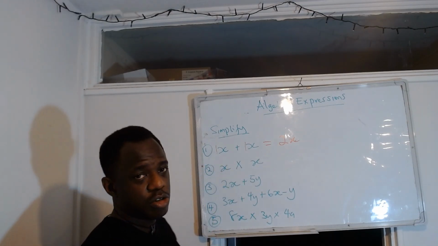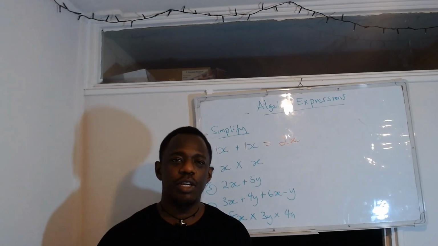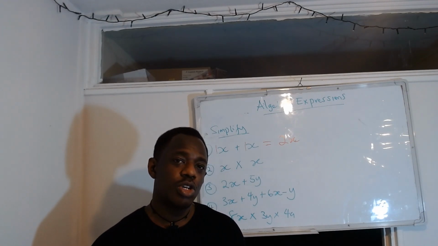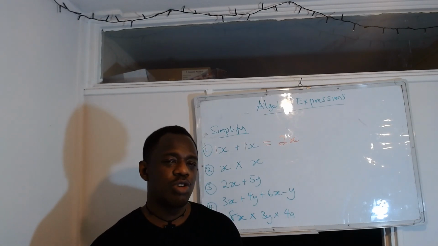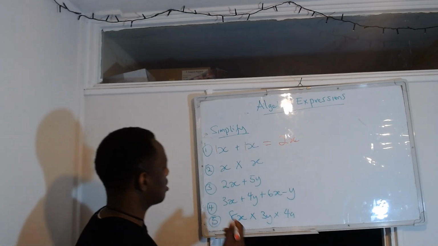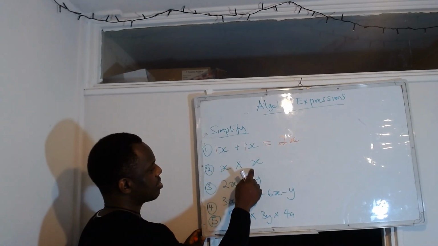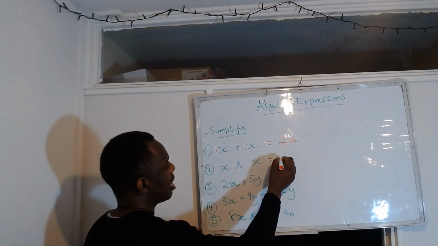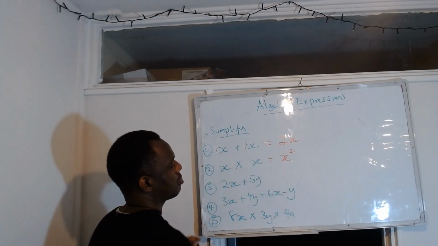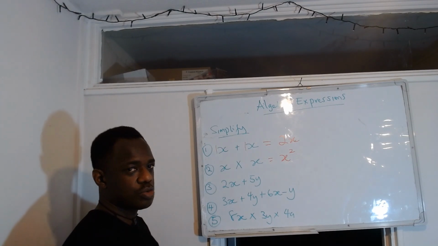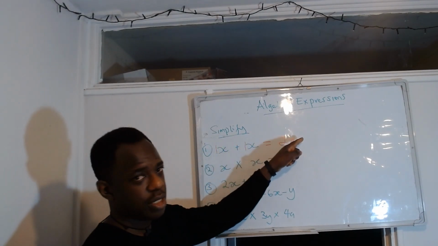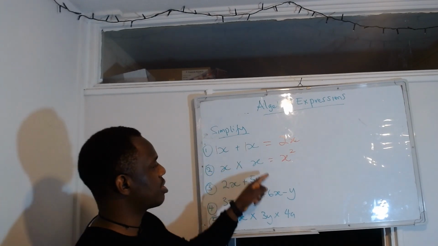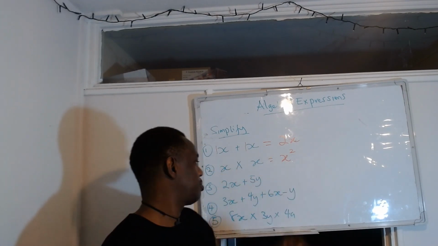In your normal numbers, if you had a particular number, say 2, 2 times 2 gives you 4, which also means that you are squaring it. So the same thing applies. x times x becomes x squared. So that is the difference. x plus x is 2x, but x times x is x squared.